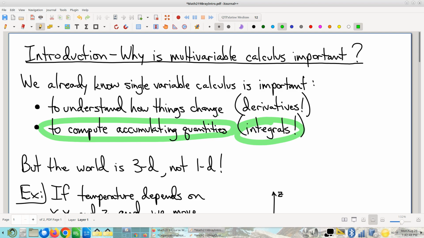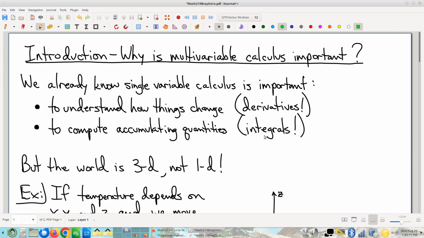Integrals are about accumulating quantities and how to compute those accumulating quantities. And I'll talk more later about exactly what I mean by this. But roughly speaking, anything where you can chop it up into little pieces and then add up to get the total, which is a lot of things, right? So, again, the world's full of stuff like this. And you've again seen some examples.